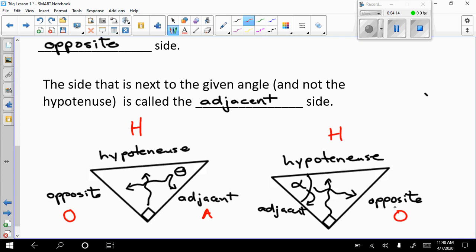Okay, so notice that the hypotenuse never changes. It's always the one opposite the right angle. But depending on which angle we're looking at, if we're looking at this angle right here, this side over here is opposite, and this one would be adjacent to it. But if we were looking at it from the perspective of alpha here, this side would be adjacent and this side would be opposite. So the sides can change.